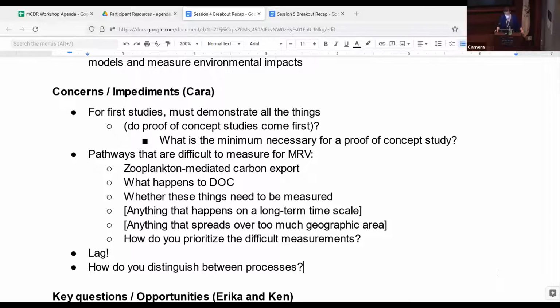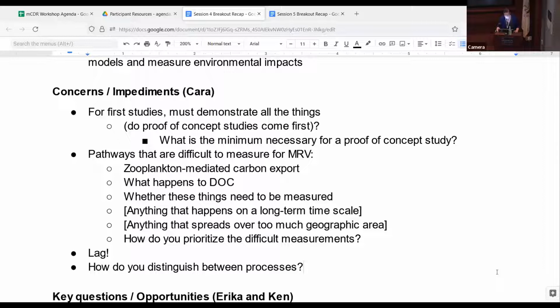I think a lot of groups also focus on a lot of different pathways that are difficult to measure for MRV. Those would include zooplankton mediated carbon export, what happens to carbon that gets converted to DOC, do these things need to be measured, and then just generally anything that happens on a long-term time scale, which of course includes the CO2 re-equilibration time scale. Anything that spreads over too much geographic area, signals get diluted, or you just don't have the platforms to measure because it's moved away from your measurement platform or your model domain. And how do you prioritize the difficult measurements that maybe only a few labs in the world might be able to do? How do you decide which ones to do for which study?